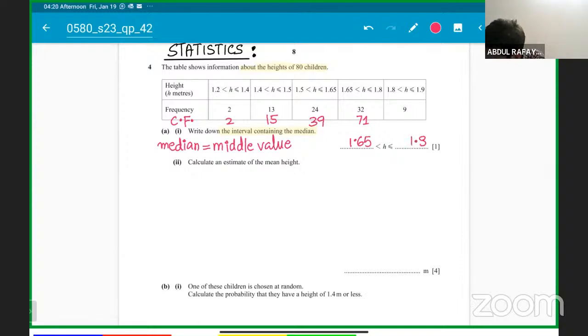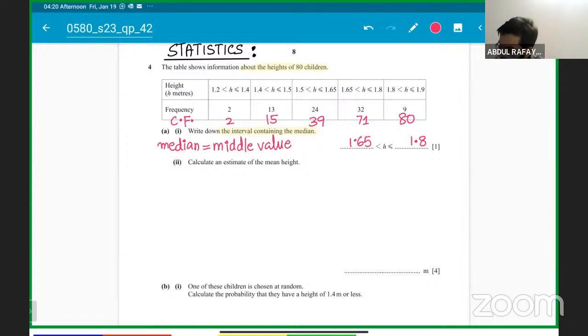1.65 to 1.8 is the answer. Between the heights of 1.65, where 1.65 is not included, but 1.8 is included because of the equal sign, the median is coming in this section because median is the middle value. We have 80 children, half of it is 40. Up to here 39 children are there, so 40 must be lying here. 40.5 must be lying in this one.